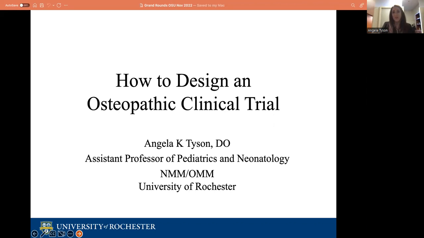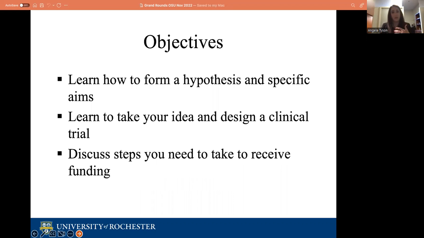But I'm here today to walk you through how to design an osteopathic clinical trial. I have done quite a few research projects and just finished a major clinical trial on premature infants using OMM. Getting your data, getting results, and publishing results is a whole separate conversation that we are not going to have in this talk. But we are going to go through how you take an idea and make that into something. So we're going to learn how to form a hypothesis and specific aims, how to design a trial from your idea, and how you get funding to do this.